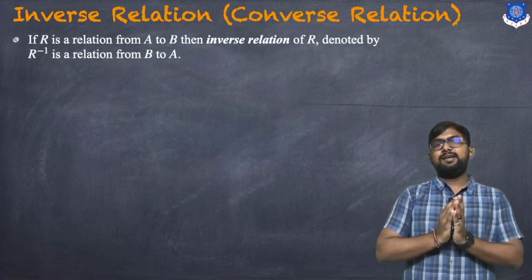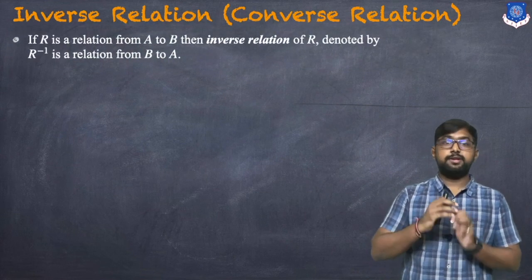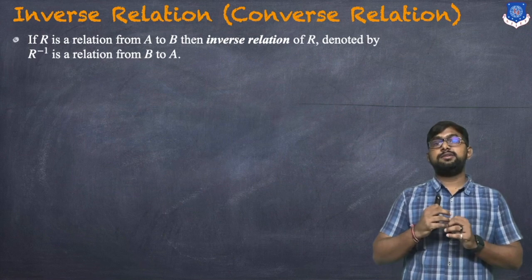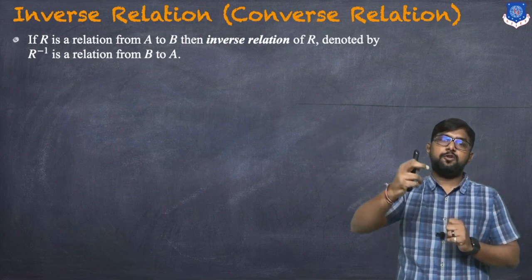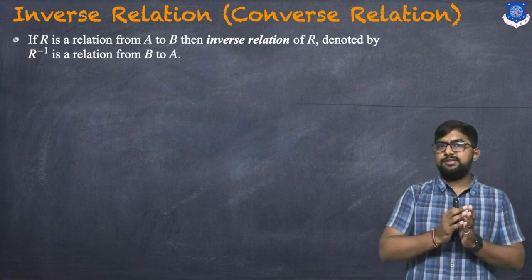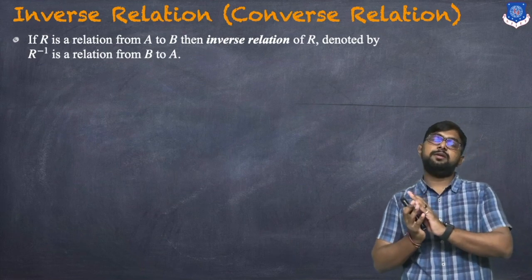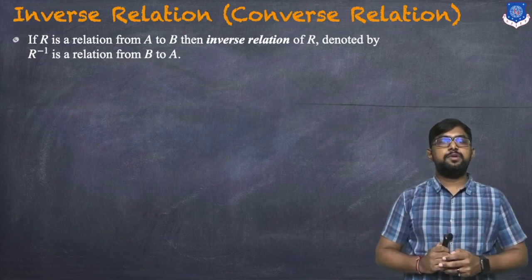So first let us discuss what is inverse relation or the converse relation. Now if R is a relation from A to B, then its inverse relation of R is denoted by the symbol R inverse, and it is a relation from B to A. So if R is a relation from A to B, then its inverse relation will be from B to A.